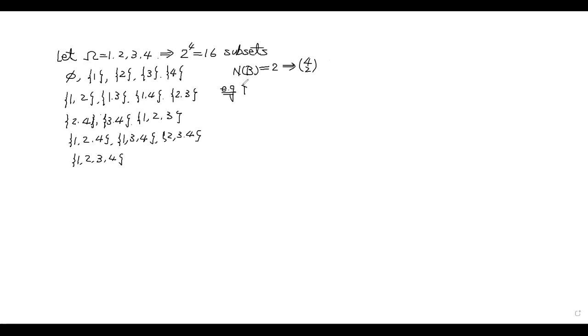Let's say I randomly choose this subset, so let B be {3, 4}. Of course, you could choose {1, 4}, {1, 3}, {2, 3}, {2, 4}, {1, 2}, so in total you have 6 of them here. Okay, so let's take a look at this B.